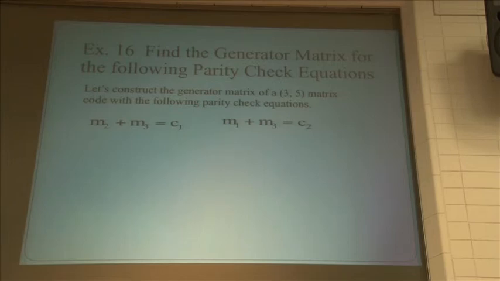Now we have to find the generator matrix for comparing check equations. All right. For this one, we're going to do a 3 by 5 matrix. Okay. So that means our original code has how many digits? The original: 3. So we have 3 in the original.